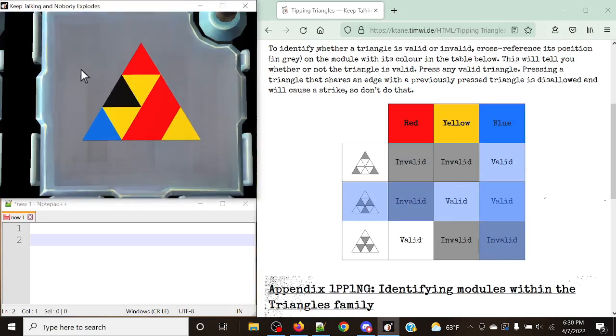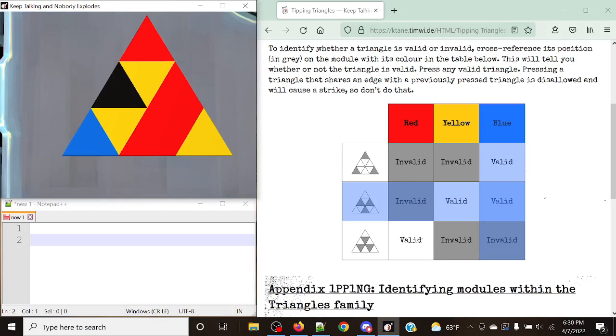And now, what we're going to do is avoid the ones that share an edge. So we're going to be avoiding these two yellow triangles. We're going to skip over this because we don't want to press that, because it specifically says pressing a triangle that shares an edge with the previously pressed triangle is disallowed and will cause a strike. So don't do that. Very important to note down. And either way, if we happen to do the yellow, it would still be invalid in this position, so that's not going to work anyways. Next up, let's take a look at this red one over here. Red is invalid over here, so now let's take a look down at this blue.